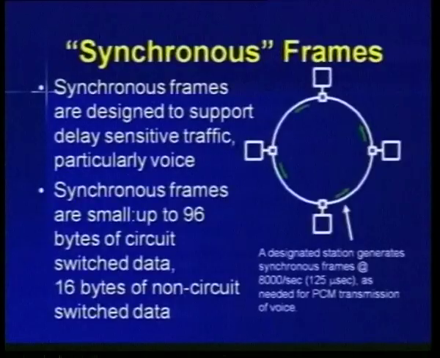So given that we can't use priorities and reservations, we need a different mechanism for handling data of different priorities or different types. This is where synchronous versus asynchronous has been introduced in the FDDI protocol. We just have two classes of traffic. Synchronous is used for delay sensitive traffic, asynchronous is used for all other types of traffic. Synchronous frames are typically small, up to 96 bytes of circuit switch data or 16 bytes of non-circuit switch data.